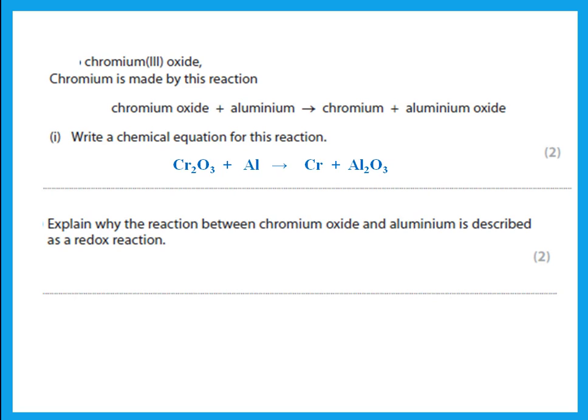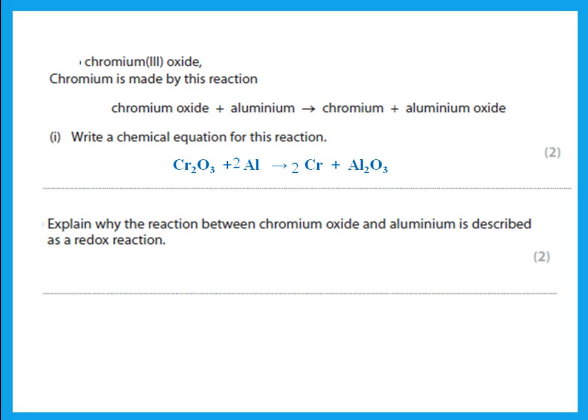We count before the arrow, after the arrow, and we increase the one that is less. So before the arrow, I have 2 chromium, so I need 2 in front of the chromium. After the arrow, I have 2 aluminium, so I need 2 aluminium. So this balances the equation. Now explain why the reaction between chromium oxide and aluminium is described as a redox reaction.